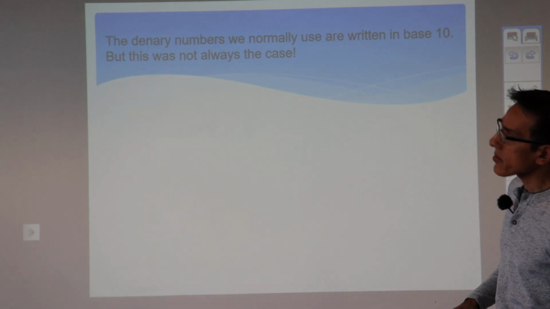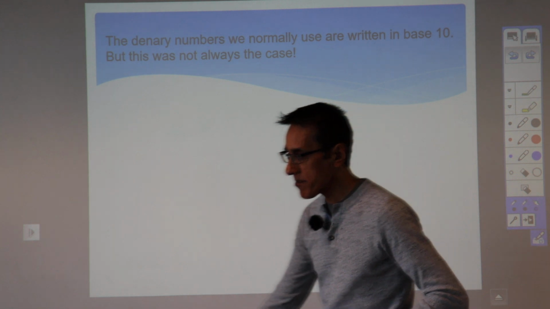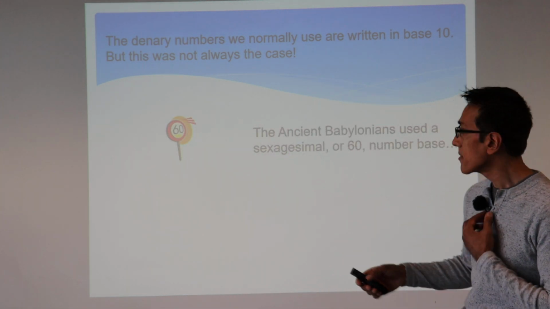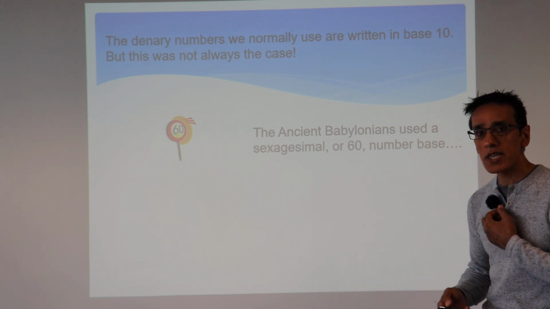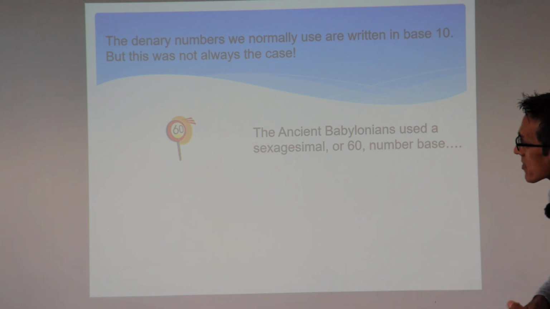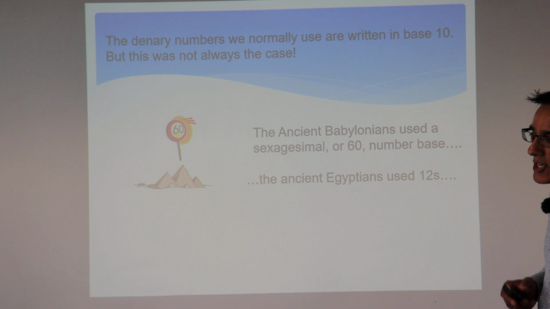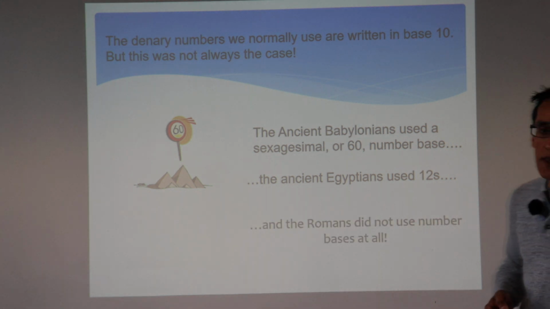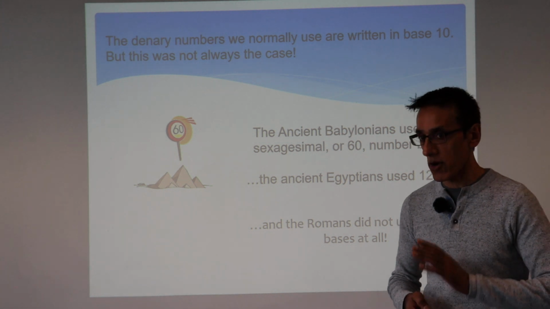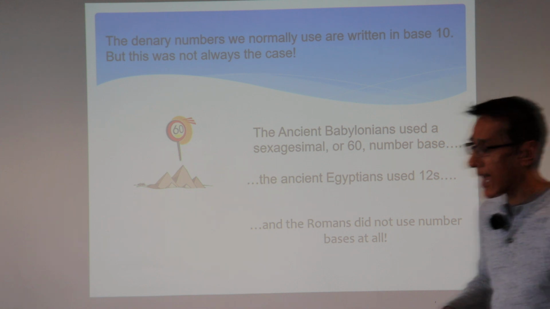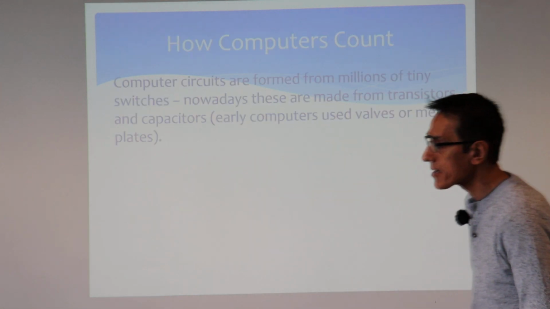Okay, so the denary numbers weren't always written in base 10. This was not always the case. We never always used base 10. The ancient Babylonians used sexagesimal, I don't know how to pronounce that word, or base 60. The ancient Egyptians used base 12, and the Romans did not use numbered bases at all. They used letters, of course, C's and M's and X's and L's.